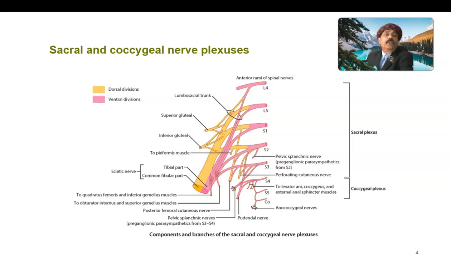Okay, we got the sacral plexus. Coccygeal plexus: here is the coccygeal plexus. It will provide the anococcygeal nerve, pick up sensation, and provide nerve supply to the muscles at the perineum and the coccyx area.